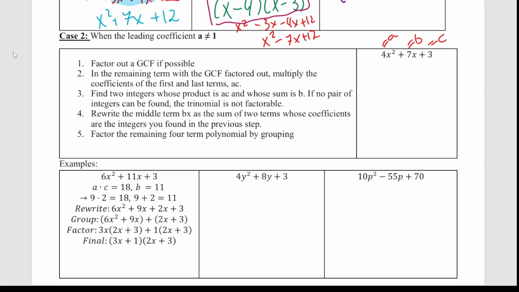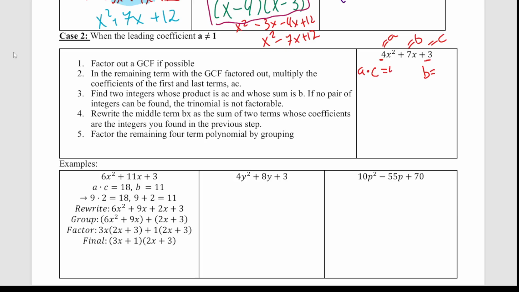So we want to find, with the remaining terms, what's going to multiply to a times c but add to b. So that's what it means by in the remaining terms with the GCF factored out, multiply the coefficients of the first and last terms. So the first and last terms, that's a times c.